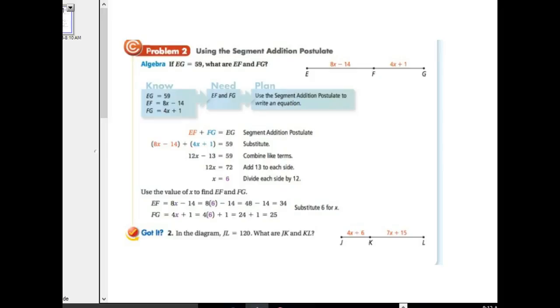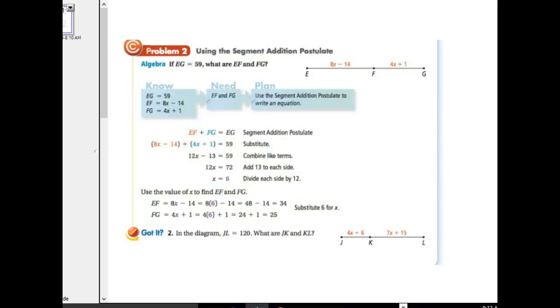Hello, today we're doing Geometry Part 1 from Lesson 1-3. This is example problem number 2 on page 21. If you look here, this is using the segment addition postulate.